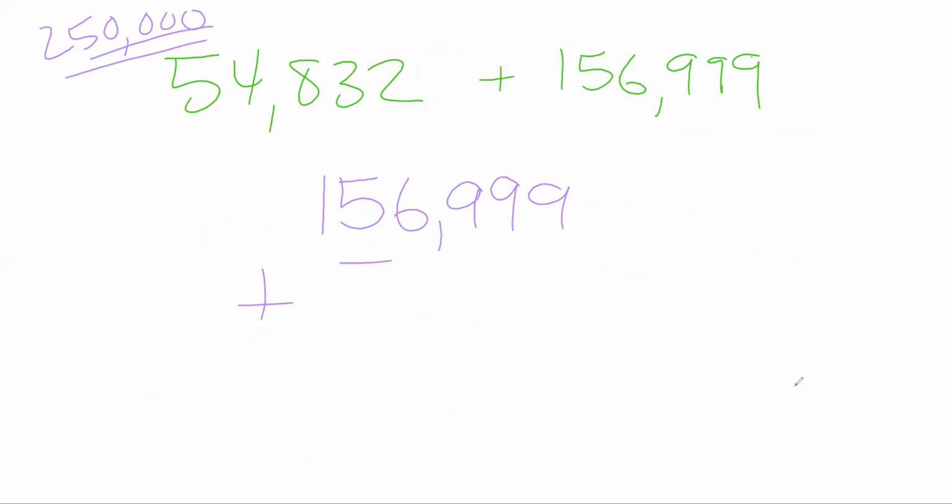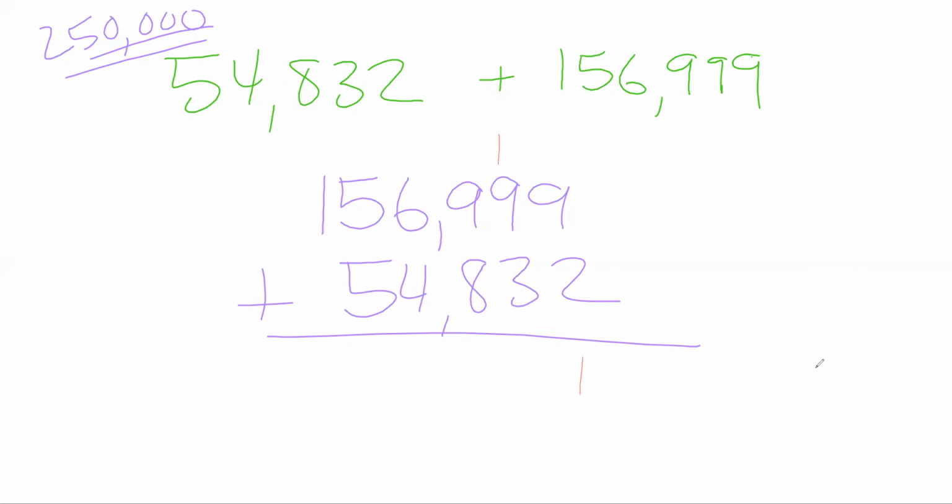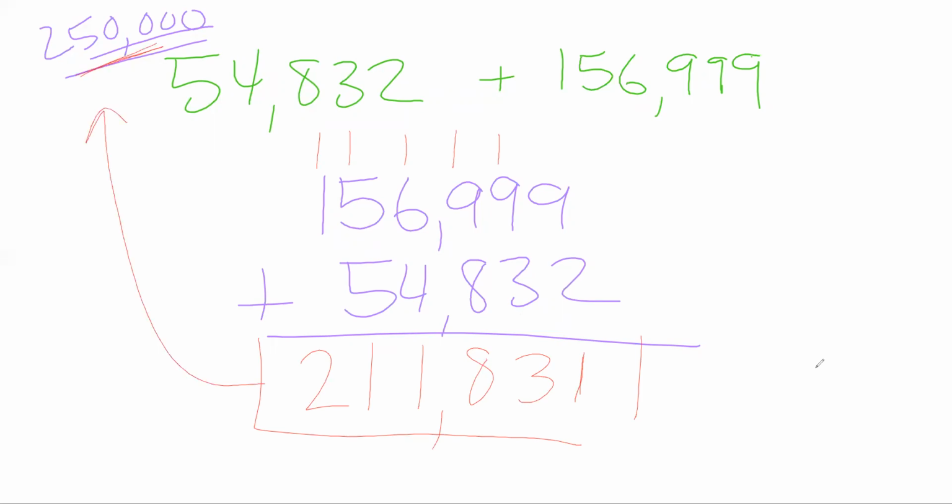So let's put this, okay. Always start in your ones place. So 9 plus 2 would be 11, but you can only get one digit in a place value. So my ones place goes here, my tens place goes here. So the real answer is 211,831, which again, that makes sense. They're pretty close, right? So my estimation definitely helped me out.